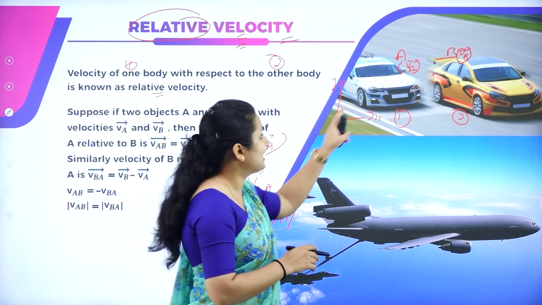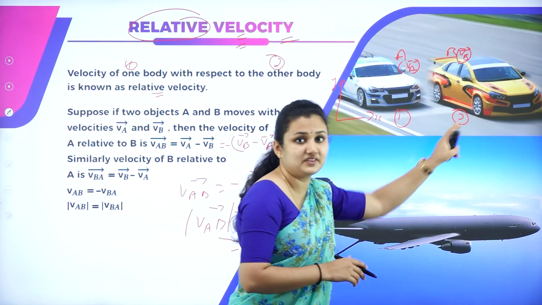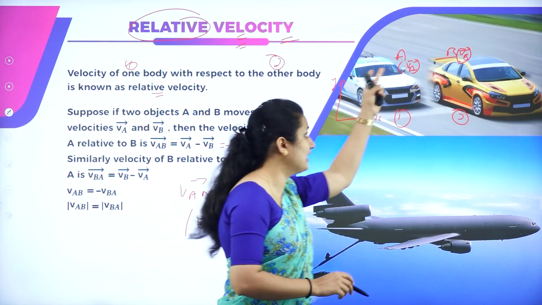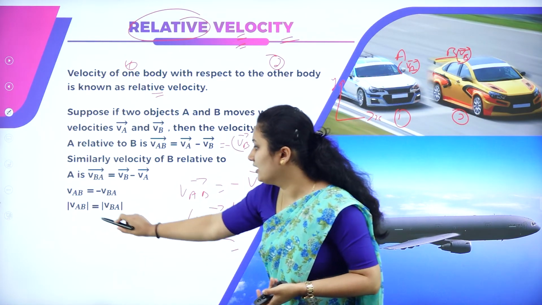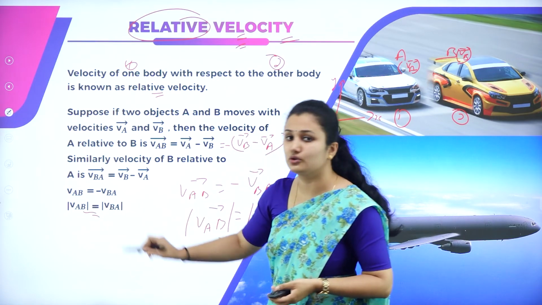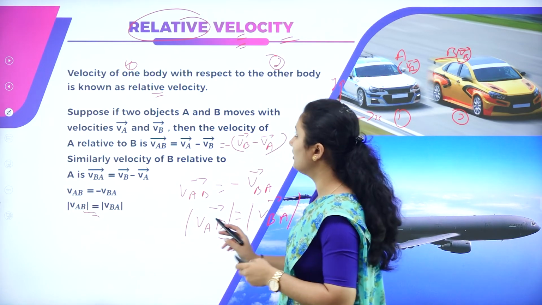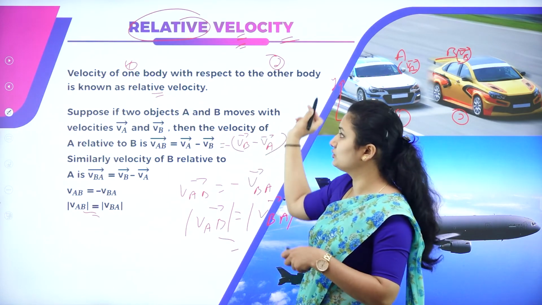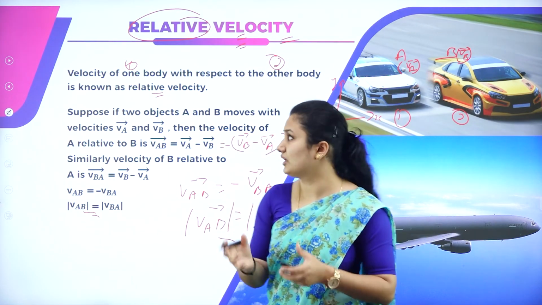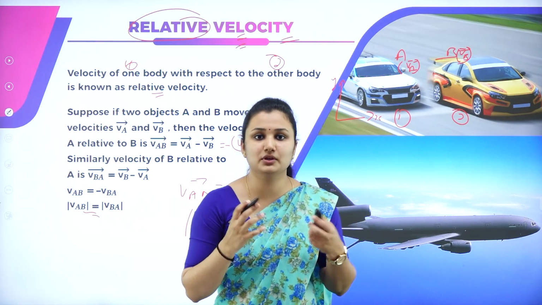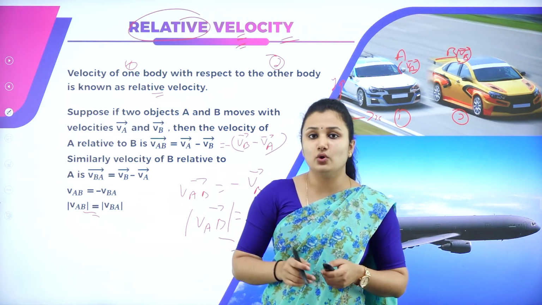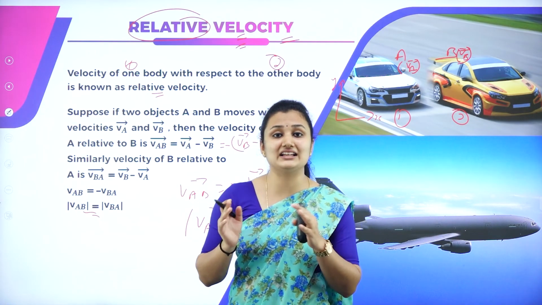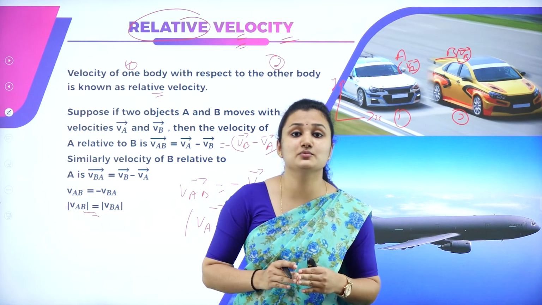How object A is moving relative to B, that is VAB, and how object B is moving relative to A, that is VBA. Finally, we get modulus of VAB is equal to modulus of VBA. So this is about relative velocity. The velocity of one body with respect to the other is called relative velocity, a comparison between two objects.